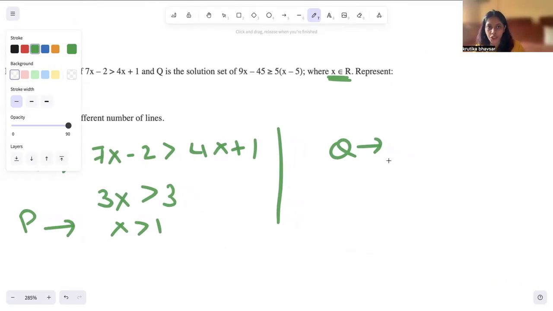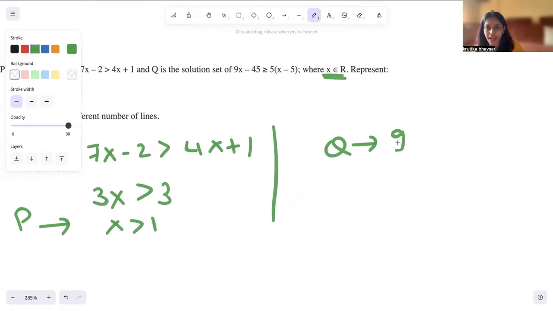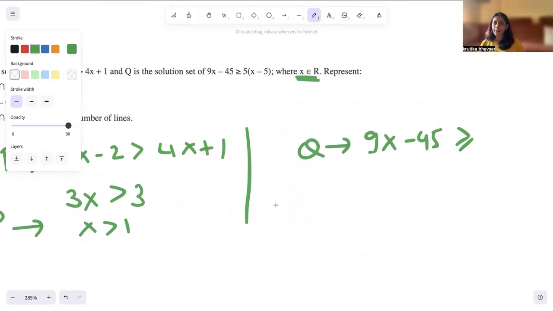Now, what is your Q? Let's quickly do it as well. We have 9x minus 45 greater than or equal to 5 multiplied by the entire bracket. So let's just open the bracket. We have 5x minus 25, right? Okay, so 5x goes this side, becomes 4x greater than or equal to 45 goes that side. What is 45 minus 25, children?